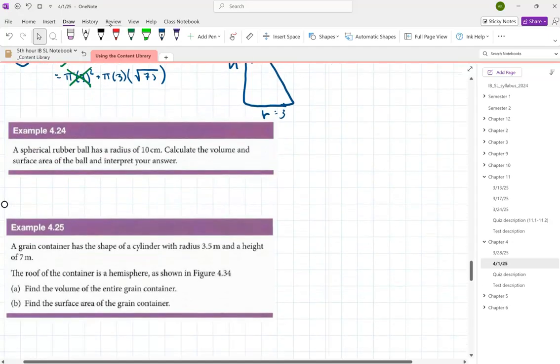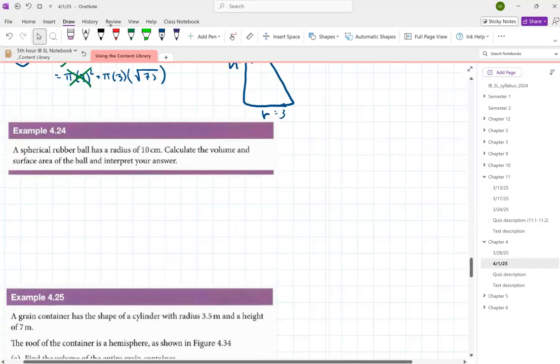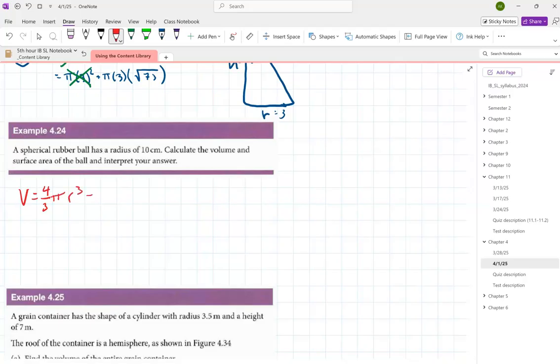All right. Let's do another example. A spherical rubber ball has a radius of 10 centimeters. Calculate the surface area and volume and interpret your answer. I don't know what interpret your answer would be. So the volume for a sphere, if I go back and look, is 4/3 pi r cubed.